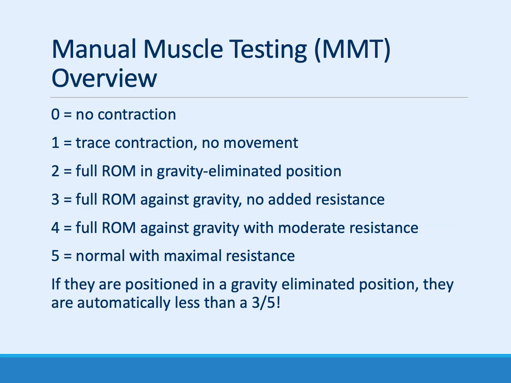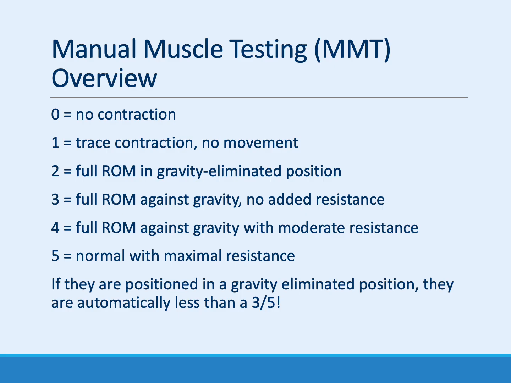Hopefully this is just a refresher review, but manual muscle testing goes from 0 to 5. 0 is there's no visible or palpable contraction. 1 is there's a trace contraction, but there's no movement. So you can palpate the contraction, but they don't get any movement of the extremity. 2 is full range of motion in a gravity eliminated position. 3 is full range of motion against gravity. 4 is full range of motion against gravity with moderate resistance, and 5 is full range of motion against gravity with maximal resistance.